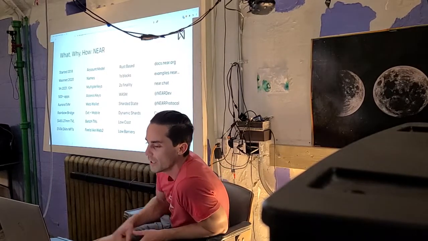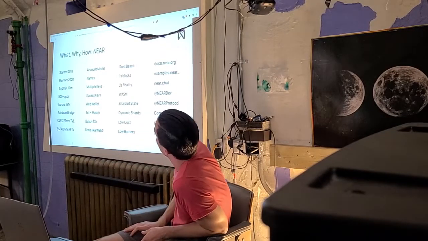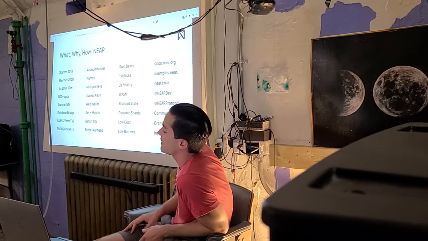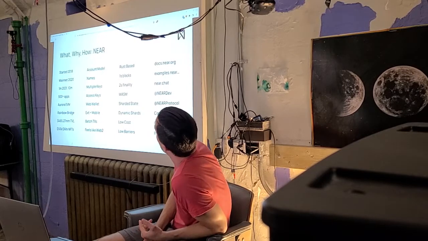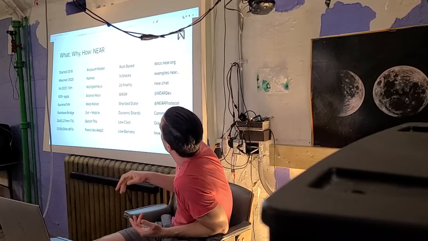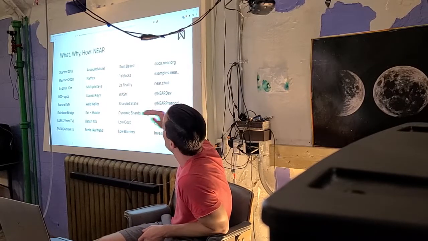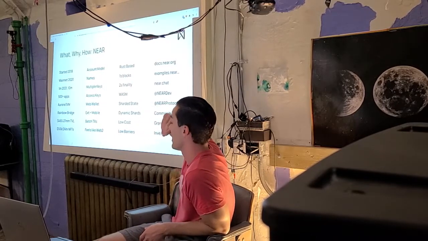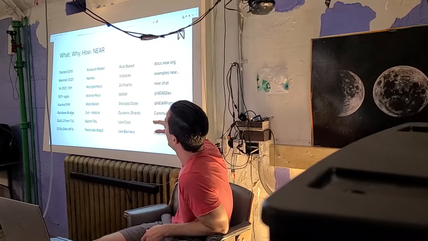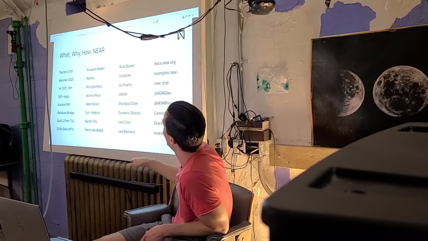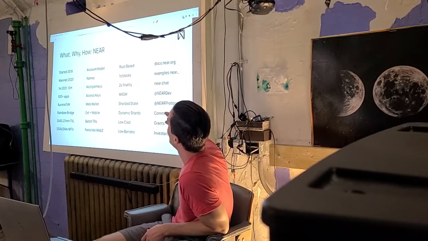the people are pretty into it. So the account model is different. It's definitely not like a UTXO model from Bitcoin. It's an account model. There are names, there's multiple keys per account. This trips a lot of people up and trips a lot of people out because it's kind of cool.